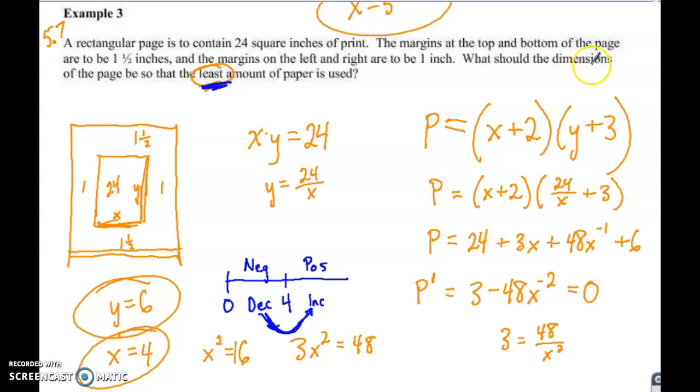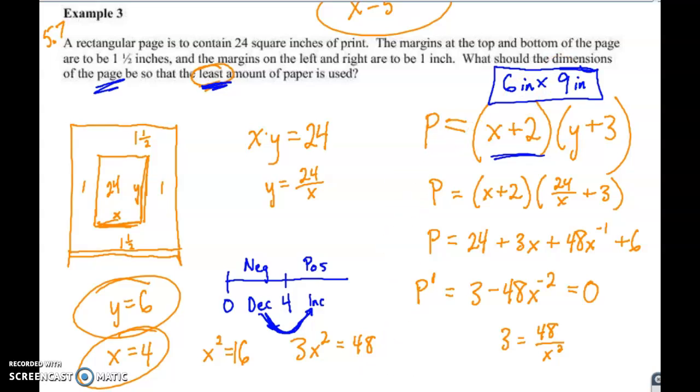And we need to make sure that we answer the question. What should the dimensions of the page be? Not X and Y. So going back to this part, if X is 4, 4 plus 2 is 6 inches, and Y was 6, so 6 plus 3 would be 9 inches. Yeah, I think that is good.